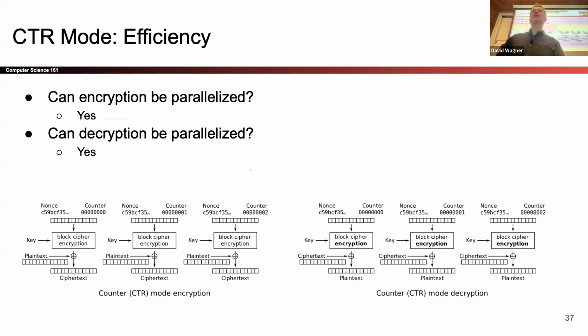And both encryption and decryption can be parallelized, which is why applications use counter mode, because it allows really, really fast encryption and decryption. If you have hardware support for this, you can have 16 AES blocks in a chip and they all run in parallel, and each block of your message gets encrypted or decrypted in parallel.